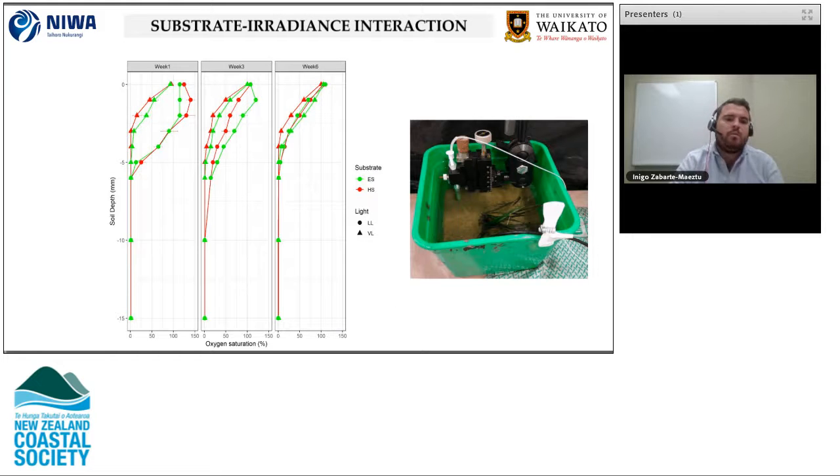We also measured with a micromanipulator the oxygen profiles of the substrate through time, with the idea that we were going to pick this as the main mechanism for seagrass not responding to the substrate, but we actually couldn't. What you can see there on the y-axis is the sediment depth through weeks 1, 3, and 6. As you can see, the difference between the profiles is driven by the light treatment, not by the substrate treatment. During the course of the experiment, this difference attenuates until there is actually no difference between them. So we couldn't say that oxygen is the main mechanism explaining the treatments.